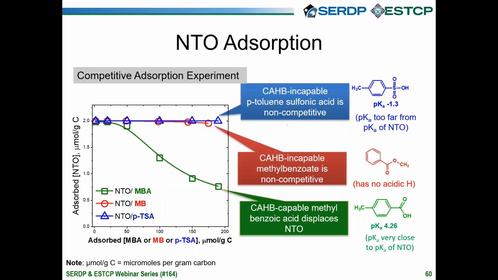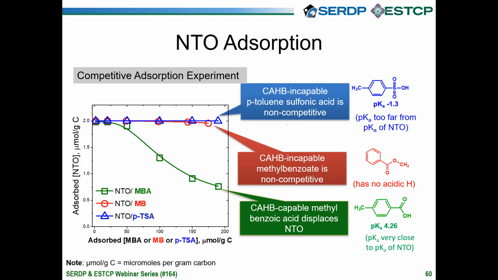And NTO in this case was preloaded onto the activated carbon surface. So the first adsorbate was p-toluene sulfonic acid. The chemical structure is shown here. It is incapable of forming charge-assisted hydrogen bonds because its pKa value is too far from the pKa of NTO. So as expected, as we add more p-toluene sulfonic acid into the system, it did not impact the adsorbed NTO.